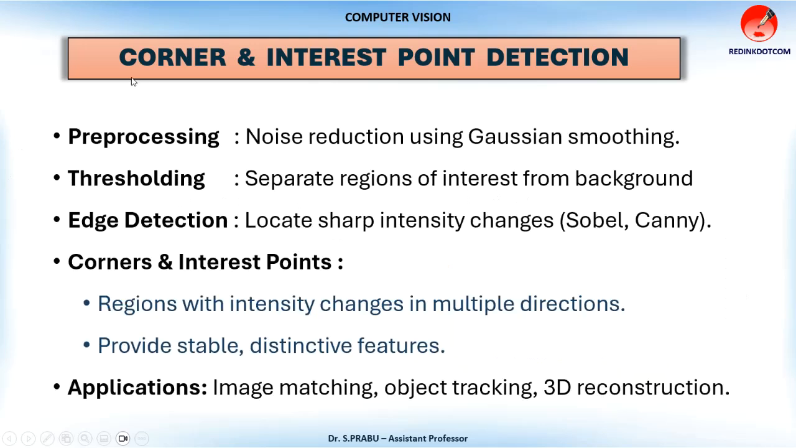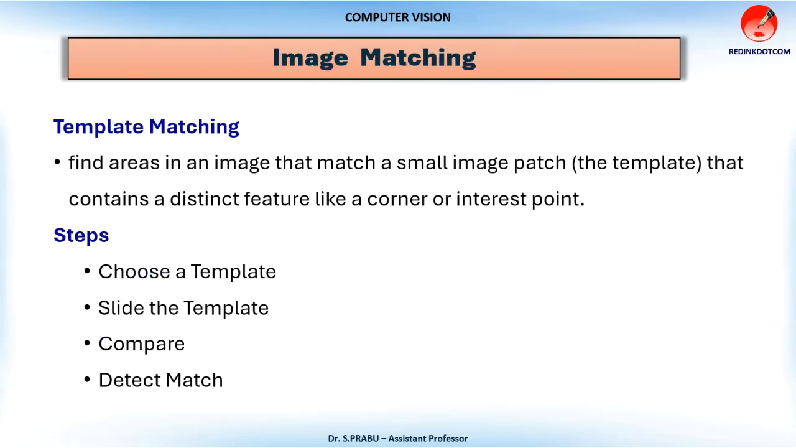And one of the applications of corner and interest point detection is image matching. Let's see what image matching is by means of template matching. It is a technique used to find areas in an image that match a small patch called the template. This template usually contains a distinct feature like a corner or interest point.